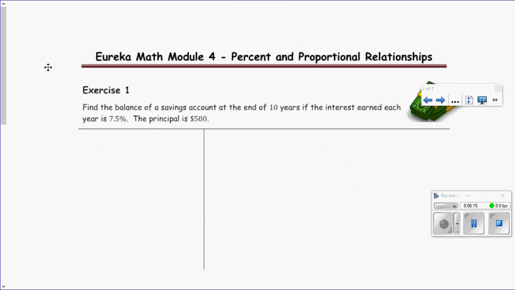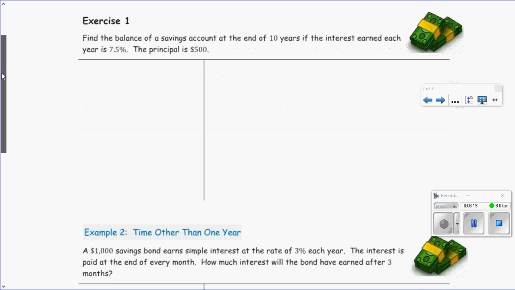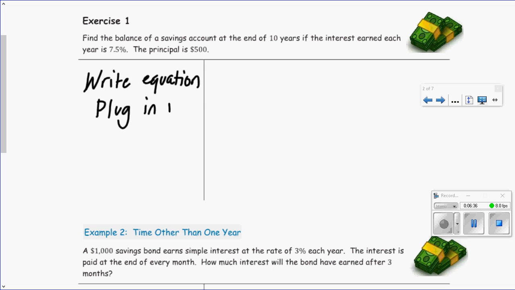Exercise 1. Find the balance of a savings account at the end of 10 years if the interest earned each year is 7.5%. The principal is $500. Okay, I want you to try this on your own. Write the equation, plug in the values, and then solve.